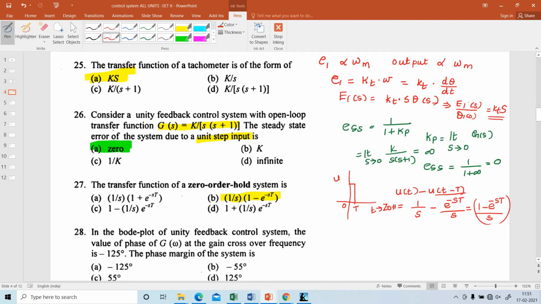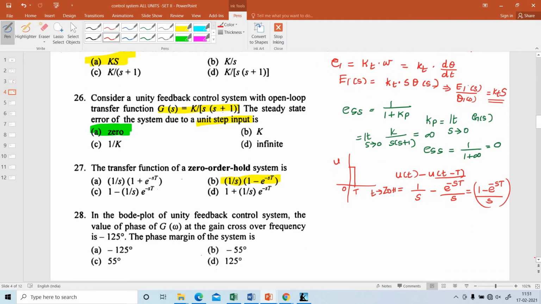And next, problem 28. In a Bode plot of a unity feedback control system, the value of the phase of G of j omega at the gain crossover frequency is minus 125 degrees. The phase margin of the system. What is phase margin? Phase margin is 180 plus phi gc, where phi gc is the phase at the gain crossover frequency. That is minus 125 degrees, so 180 minus 125 degrees equals 55 degrees. So 55 degrees is the phase margin. So option C may be the correct answer.